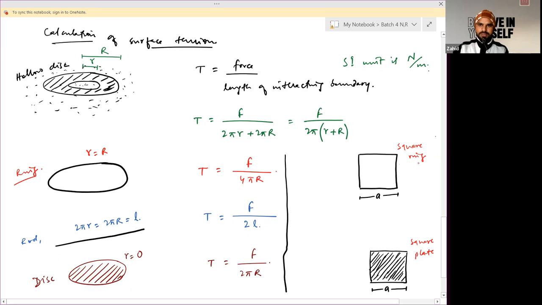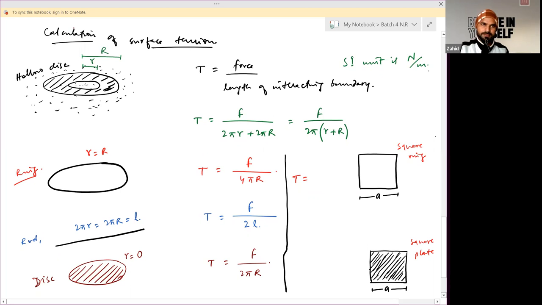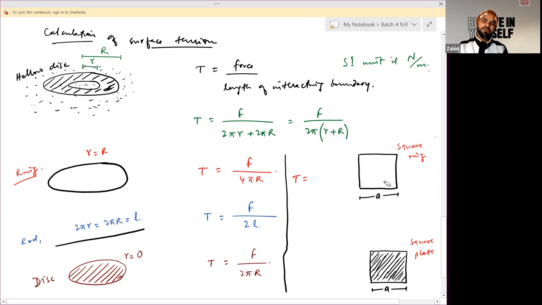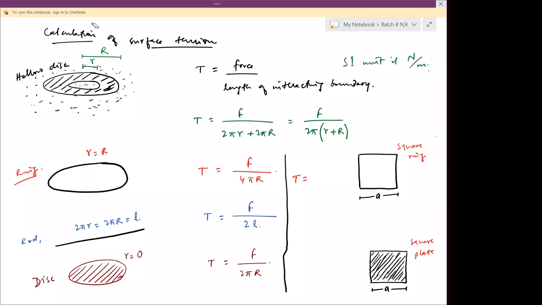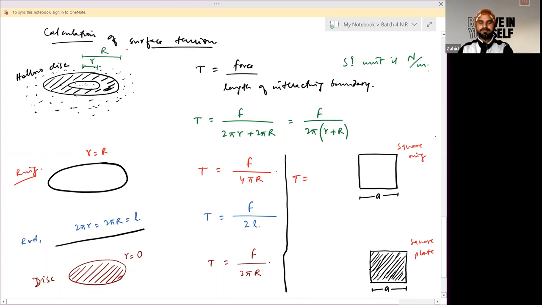Minashi, just tell me the formula for this square ring. How to calculate surface tension? For a ring, F by 4 pi r. I'm asking for this square plate. I've just drawn it here. What will be the formula for this? Just use the same concept that I have used for the left part. F by 4a. Okay. Raza? F by 4a.